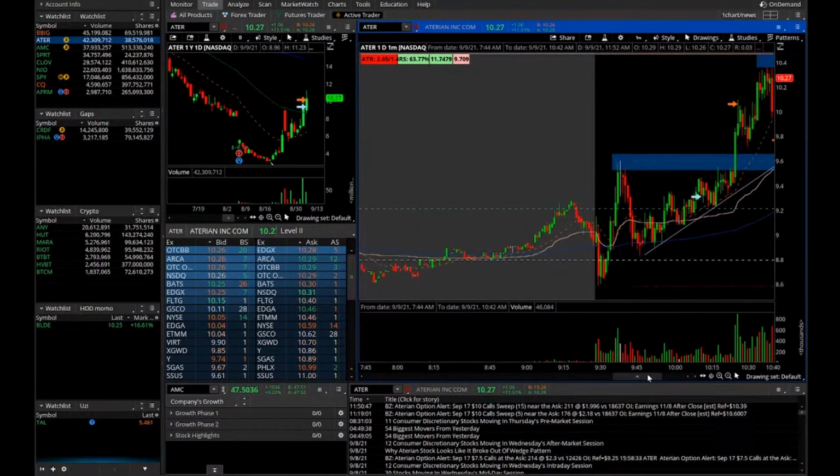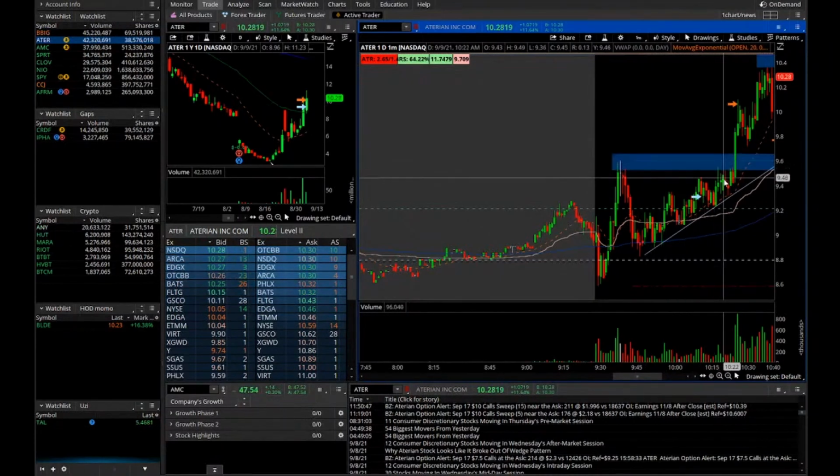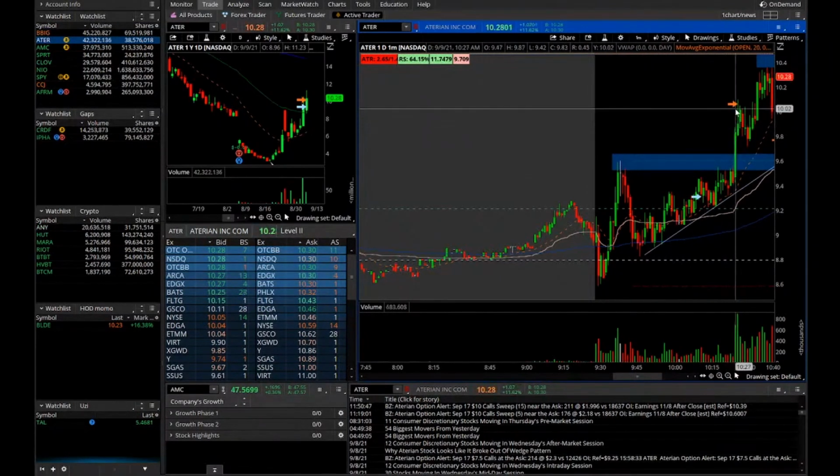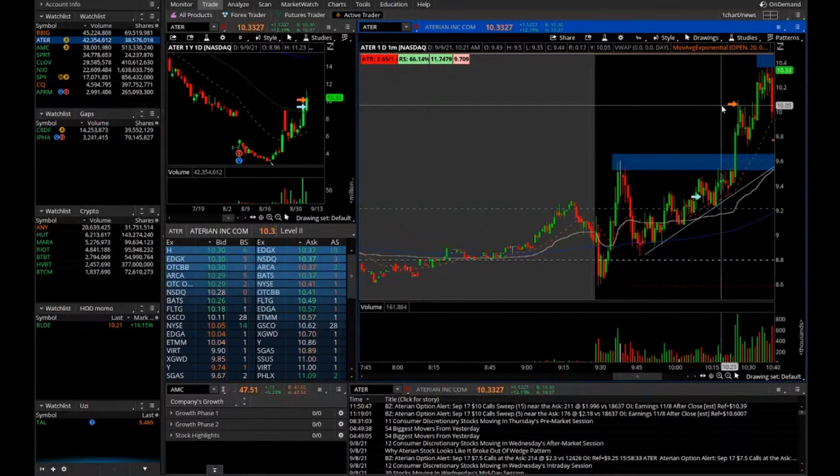And then I was definitely waiting for this to get taken out. Once it did, it had a really nice move. My first exit, 10.05s, were beautiful exits. I was really happy with that. Managed to almost top tick it.